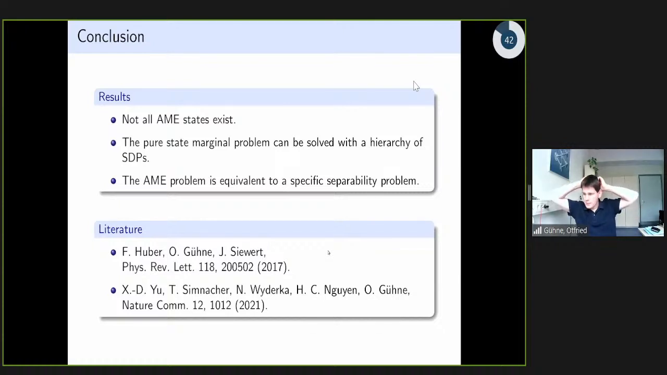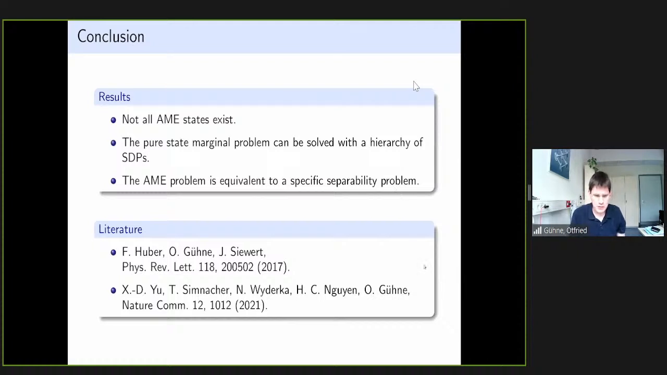Okay, let me come to my conclusion. I talked a little bit about AME states, and I showed you that sometimes they don't exist. And this is related to quantum codes and so on. Then I talked a little bit about this general pure state marginal problem and showed you how this can be solved with some hierarchy of semi-definite programs. And finally, I talked a little bit about how this AME state problem can really be seen as equivalent to a specific separability problem.